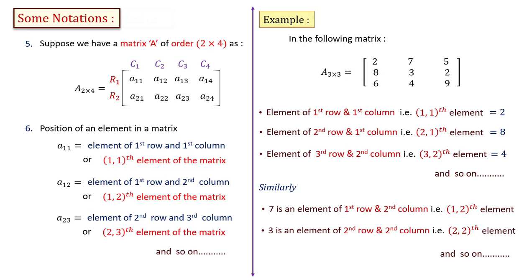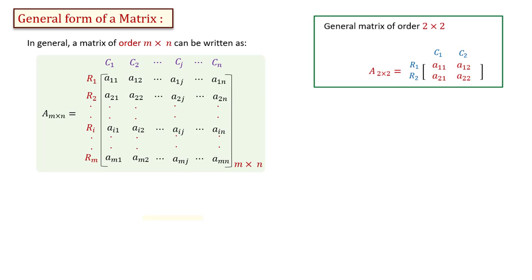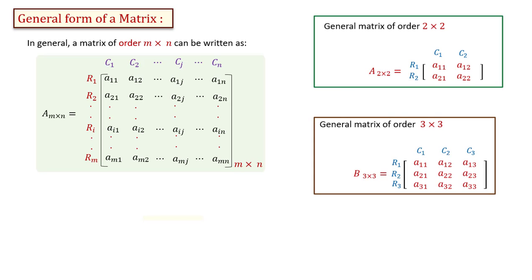Now we will discuss the general form of a matrix. In general, a matrix of order m by n can be written as, in compact form, this matrix can be represented as.